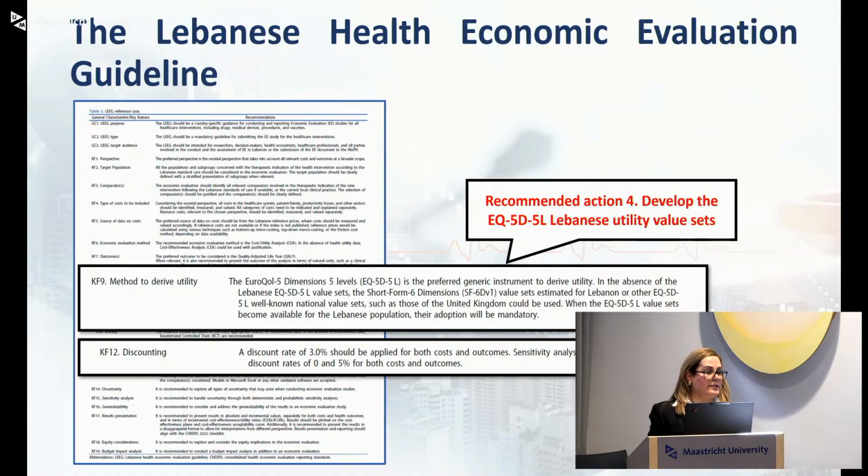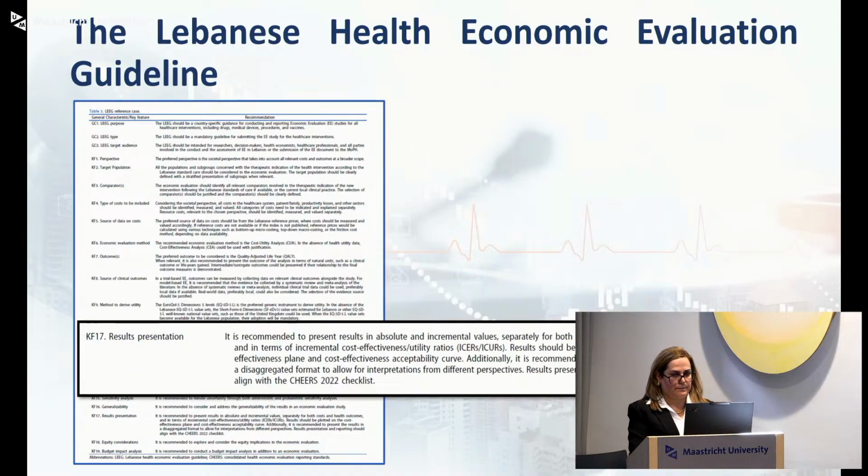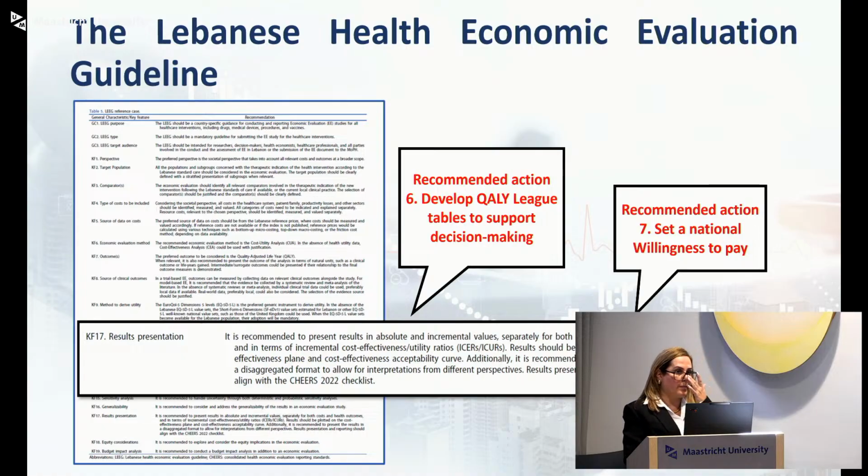The discount rate of 3% in the Lebanese Health Economic Evaluation Guideline is considered from the discount rate proposed by WHO for low and middle income countries. So it is preferred to have our national discount rate. In the absence of a willingness to pay threshold to guide decision making, it is recommended to develop our quality league tables and to set our national willingness to pay threshold.